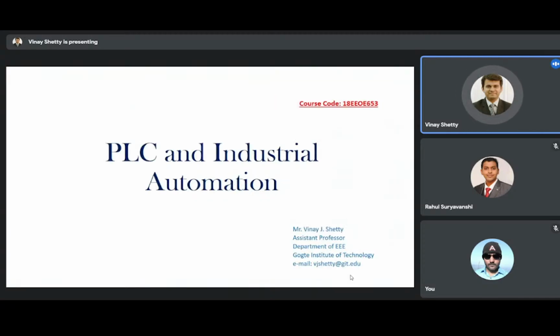So we'll be studying PLC and industrial automation. This is not very well known to all of us, but I'd like to throw some limelight on this subject. Before we proceed, the course code is 18EE, where E stands for Electrical and Electronics Engineering, OE is an open elective, 653. This is an open elective which we are offering to the different branch students.